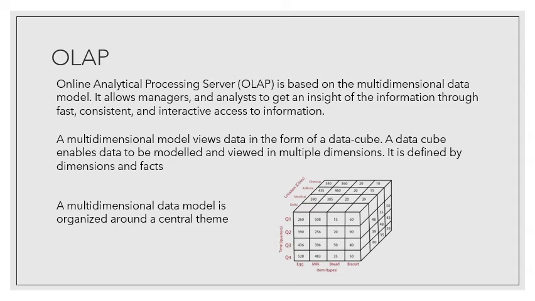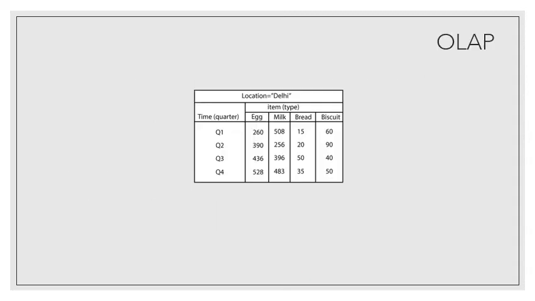A multidimensional data model is organized around a central theme, for example, sales. This theme is represented by a fact table. The facts are numerical measures. The fact table contains the names of the facts or measures and keys to each of the related dimensional tables. So consider the data of a shop for items sold per quarter in the city of Delhi. The data is shown in the table. In this 2D representation, the sales for Delhi are shown for the time dimension organized in quarters and the item dimension classified according to the types of the item sold. The fact or measure displayed is rupees sold, in thousands.